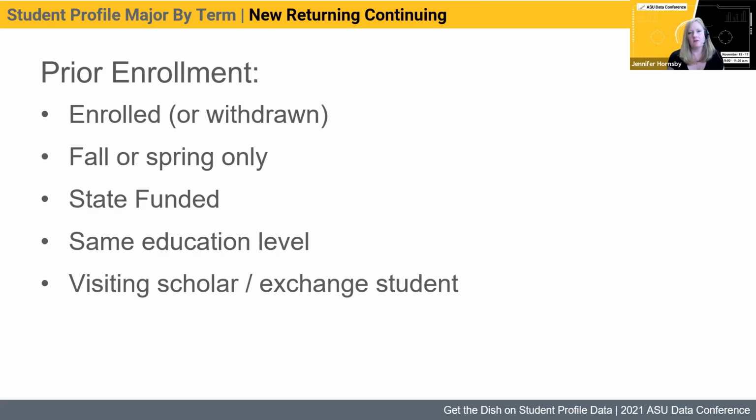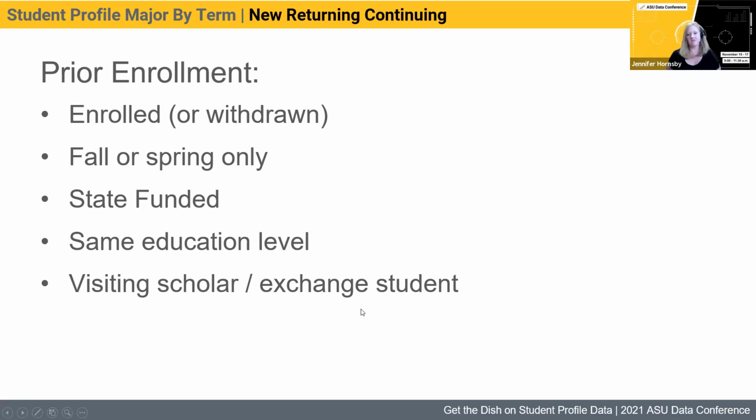Also, the student has to have been at the same education level, and the education levels are bachelor's, master's, doctoral, or non-degree. So if they were non-degree, maybe they enrolled in prep while they were in high school, and now they're degree seeking, then they would be new now, even though they had attended ASU in the past.